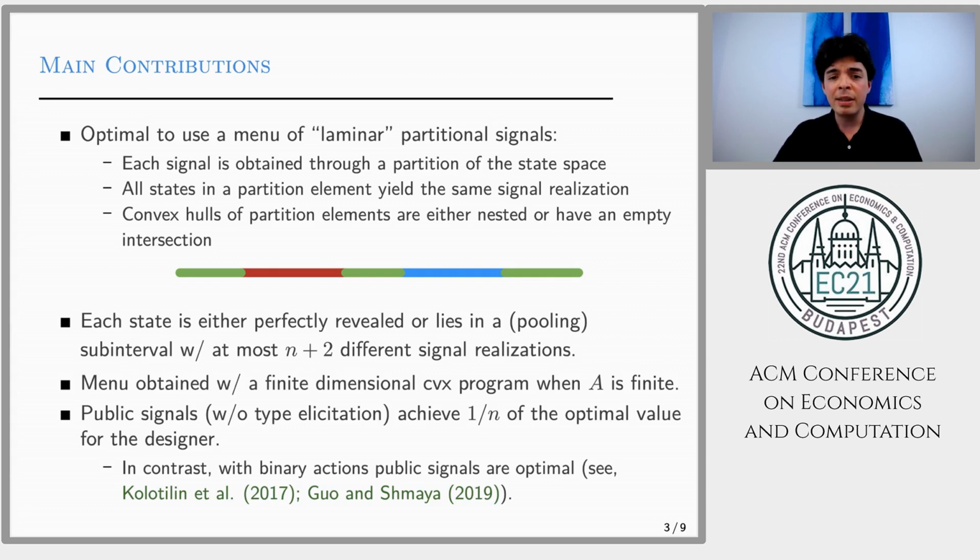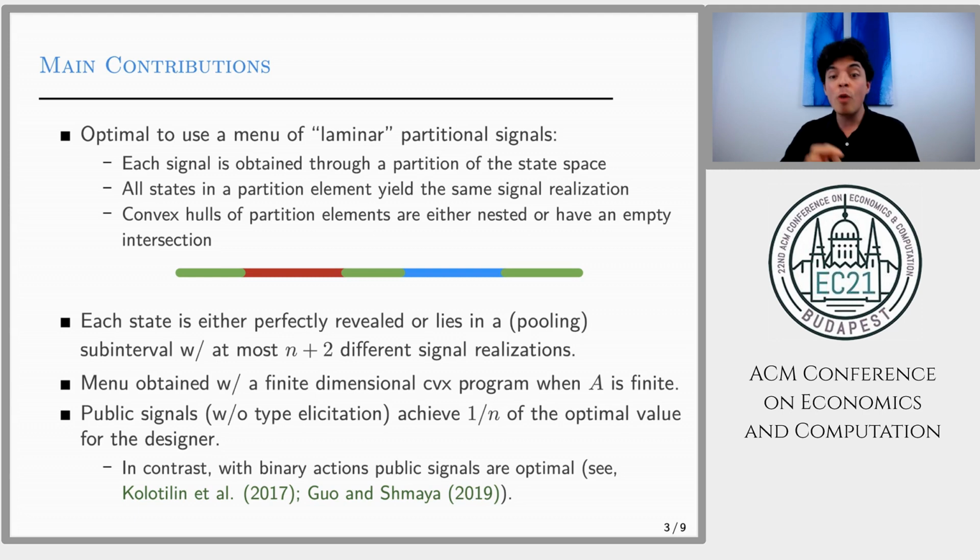One result I would like to highlight is that in settings where the set A is finite, we show that we can actually obtain the optimal menu and these partitions by solving a simple finite dimensional convex program. So algorithmically, we have a tractable approach for characterizing these optimal menus. Secondly, there are beautiful papers in the literature which focus on settings where the receiver has binary actions, and they establish that in those settings, public signals that do not require type elicitation are optimal. In our context, these are menus of size 1, effectively.